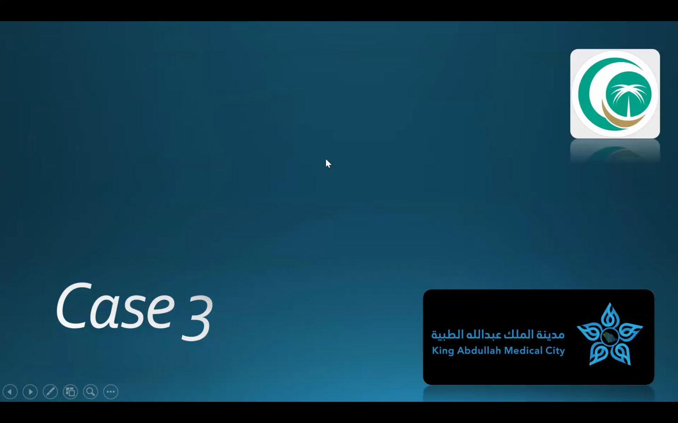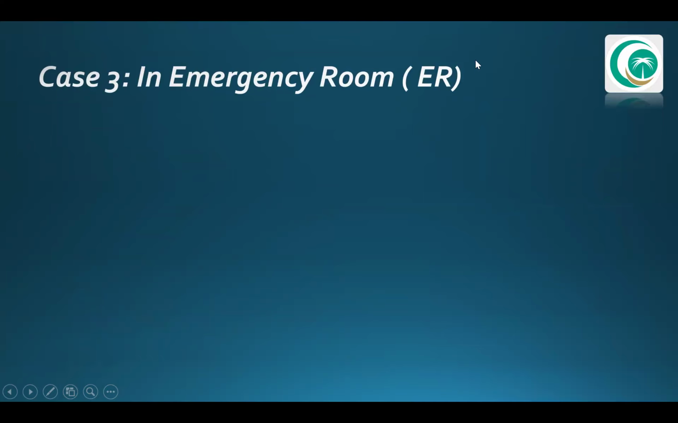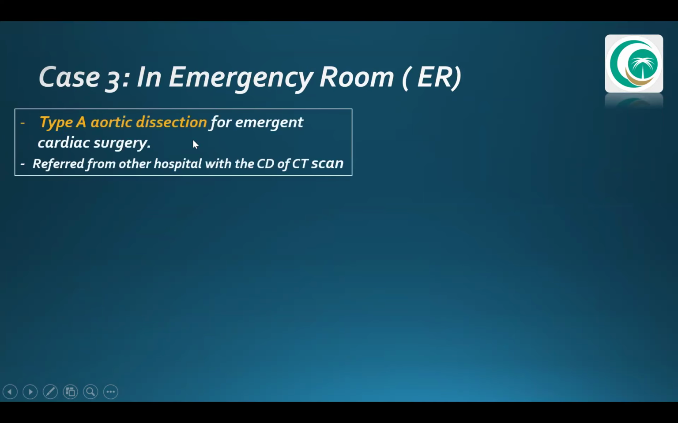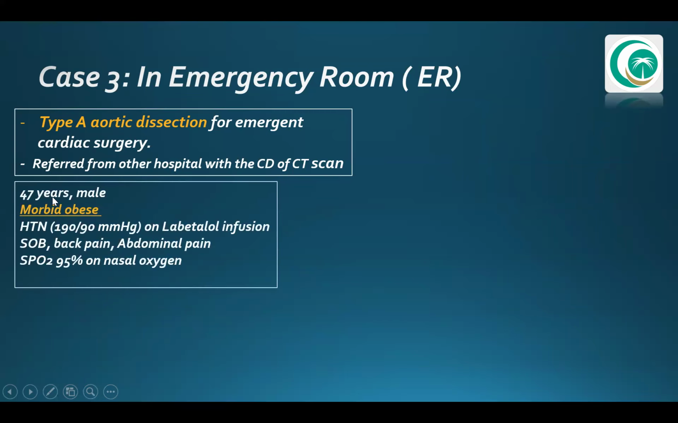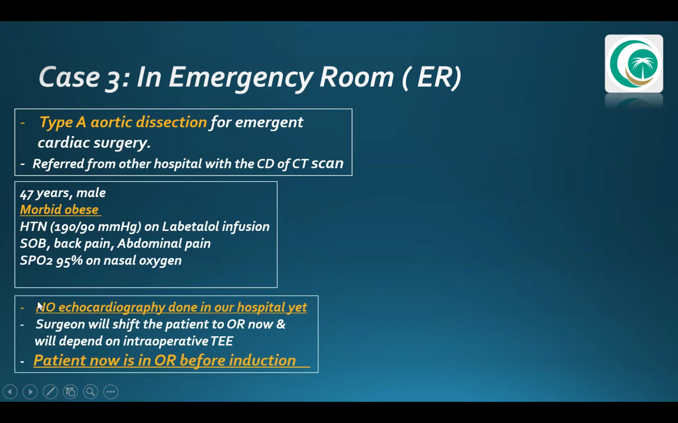Case 3. Case 3 is in the emergency room, a case of type A aortic dissection for emergent cardiac surgery, referred from another hospital with the CD of the CT scan of the aortic dissection. The patient is a 47-year-old male, morbidly obese, on nasal oxygen, but no echocardiography done yet in our hospital. The surgeon will not wait for the echo and will shift the patient to the OR now, depending on intraoperative TEE. Now the patient is in the OR before induction.